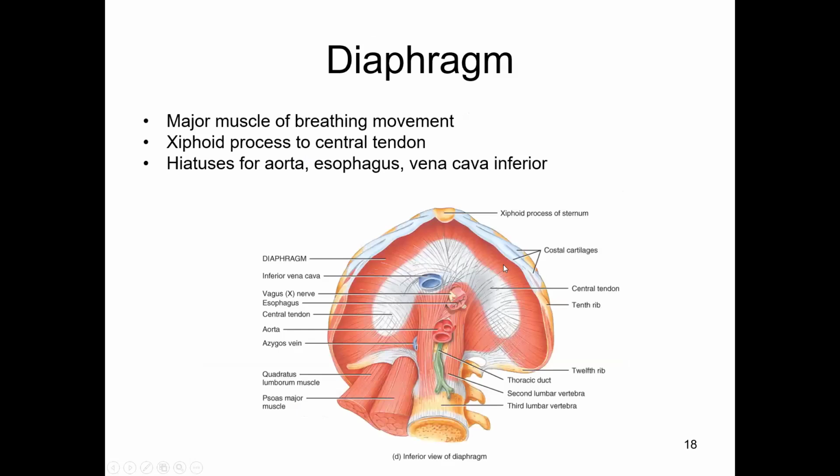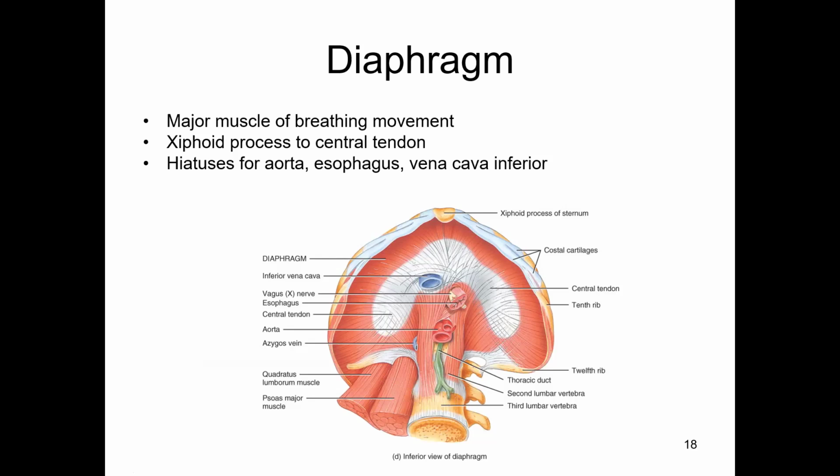Let's take a look at the diaphragm from an inferior position. You can see the origin of the diaphragm: xiphoid process, ribs, costal cartilage. This is really nice exposure. The unusual aspect of the diaphragm is that the insertion, the movable end, is inside this ball-shaped muscle, the central tendon.